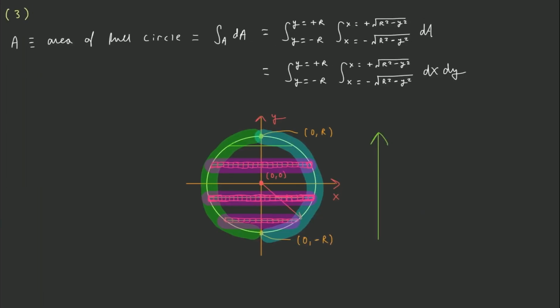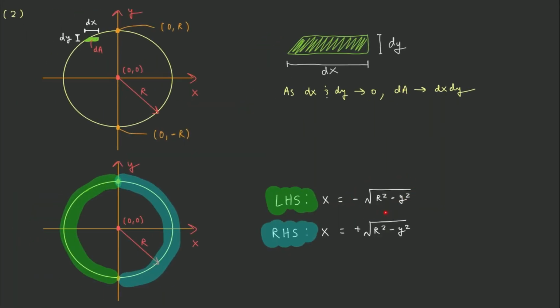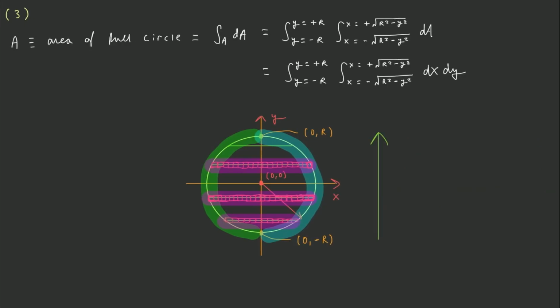And just as I described earlier, if we're summing these little differential elements from negative r to positive r, and from this left-hand curve to this right-hand curve, the left-hand curve being this equation and the right-hand curve being this equation, then what we end up getting is sequences of horizontal rows of these differential elements that cover the entire circle, going from bottom to top. And what we would then say is A, or the area of the full circle, is the integral over the entire area of the circle A of the differential area dA.